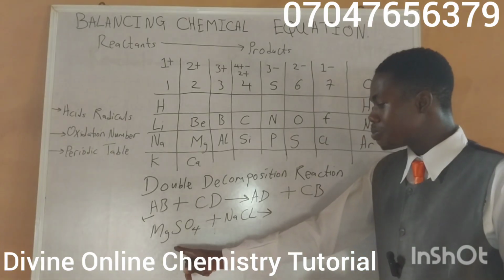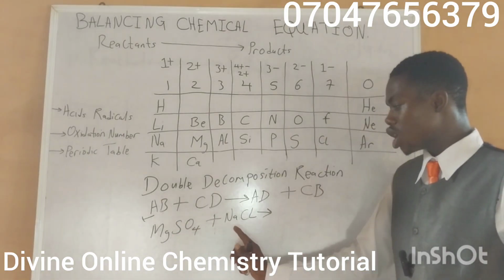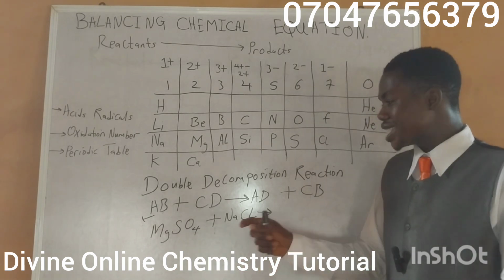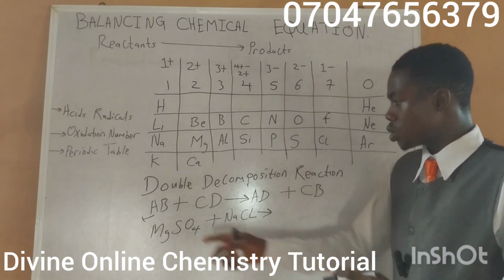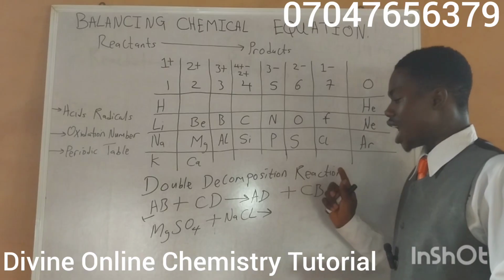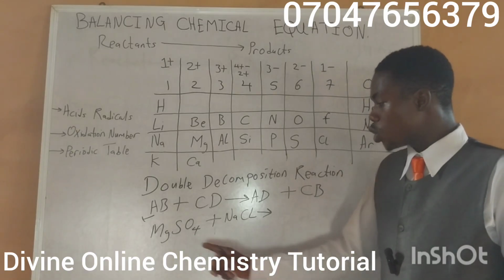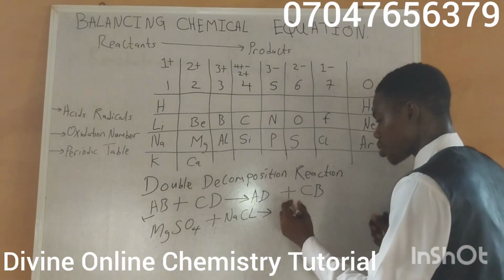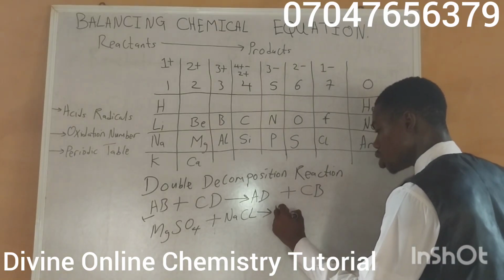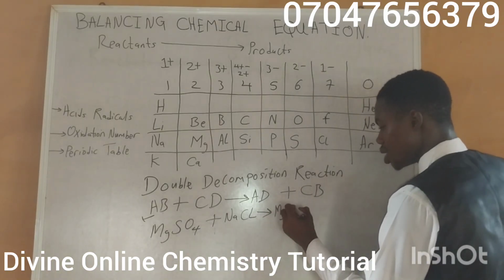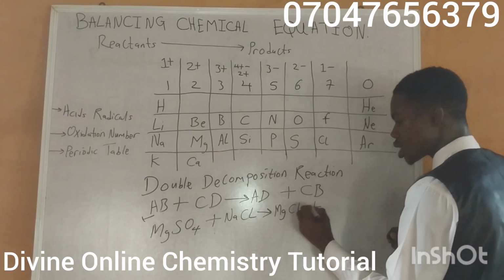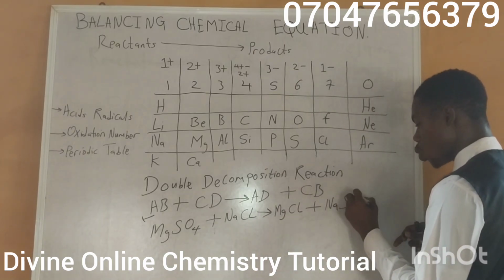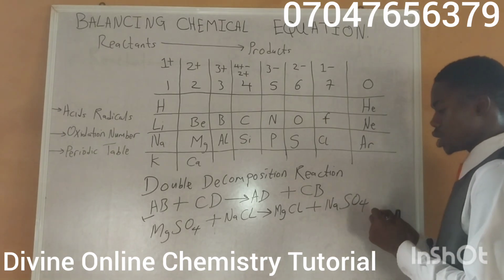So just imagine magnesium tetrasulfite is reacting with sodium chloride. Whenever they give you an equation like this, just know that the reaction it falls under is double decomposition reaction, because there'll be exchange of radicals or non-metals. So the product to be formed will be Mg Cl plus NaSO4. So this is the product to be formed.